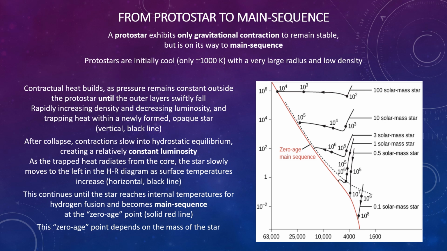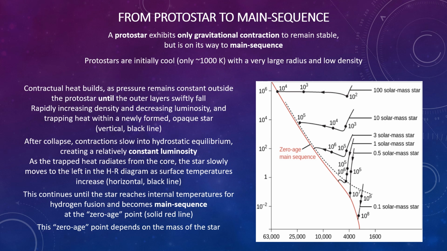As the trapped heat radiates from the core, the star slowly moves to the left on the HR diagram as the surface temperature increases. And this is where we have these horizontal black lines on the HR diagram from these evolutionary tracks. And this continues until the star reaches the necessary internal temperatures for hydrogen fusion, and then it officially becomes a main sequence star at what we call zero age. On this, that's this solid red line. And so we refer to zero age as the moment that a protostar reaches the condition for hydrogen fusion in its core.